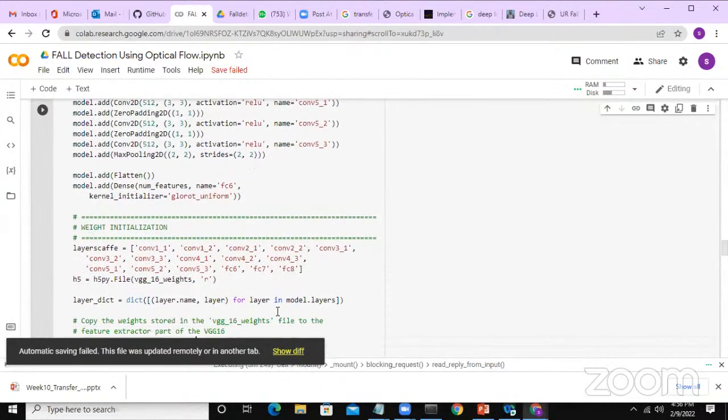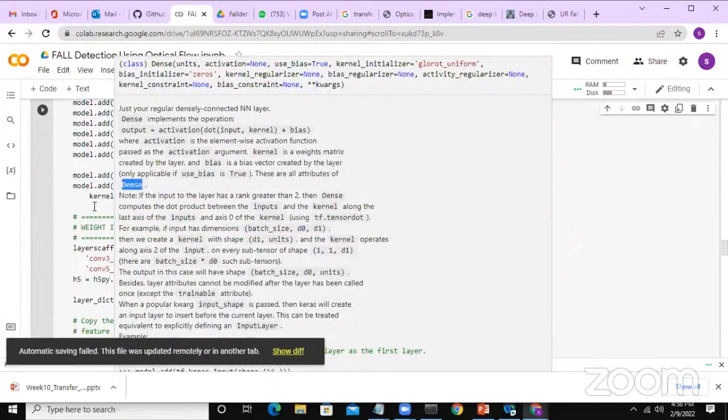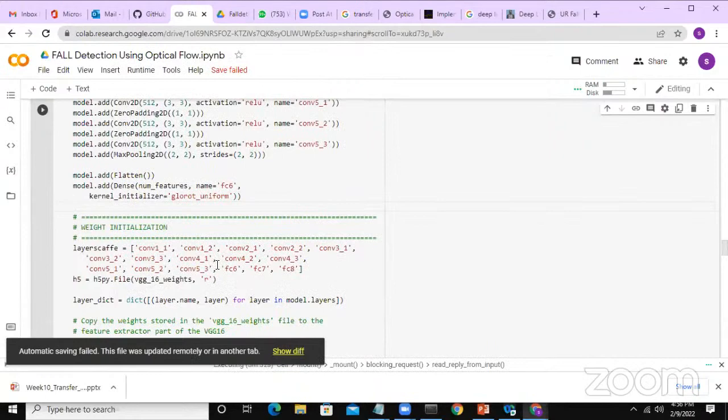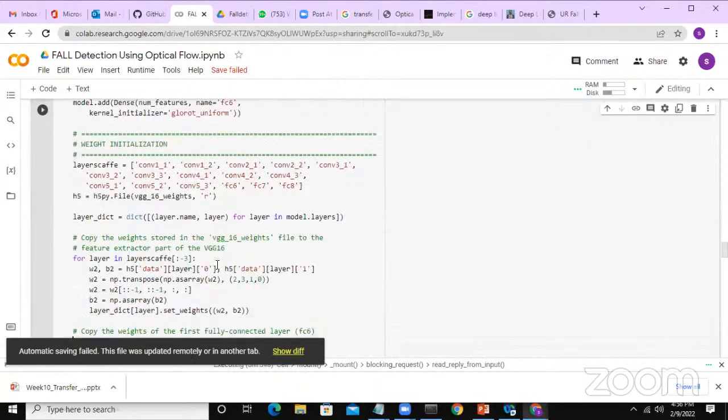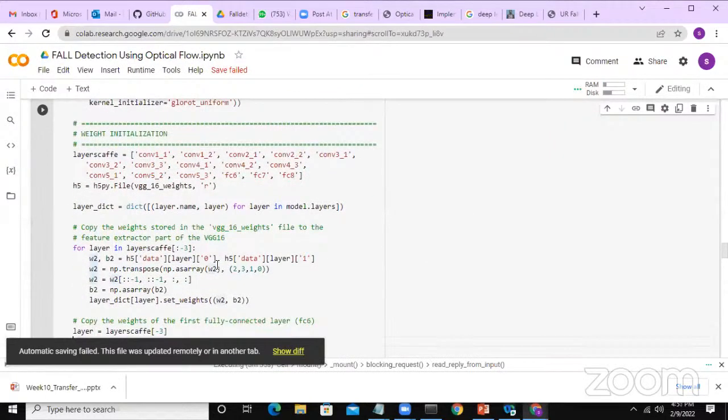Then what they are doing is a flatten operation. They are calling a dense function here. Then there is a weight initialization part. So for weight initialization, this is the code for the weight initialization procedure. And as you all know, the output of any deep learning model will create a file, which is a weight matrix file. Okay, so it'll create a weight matrix file.